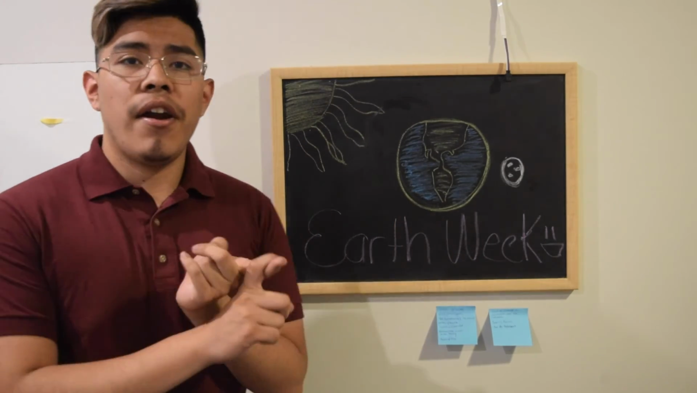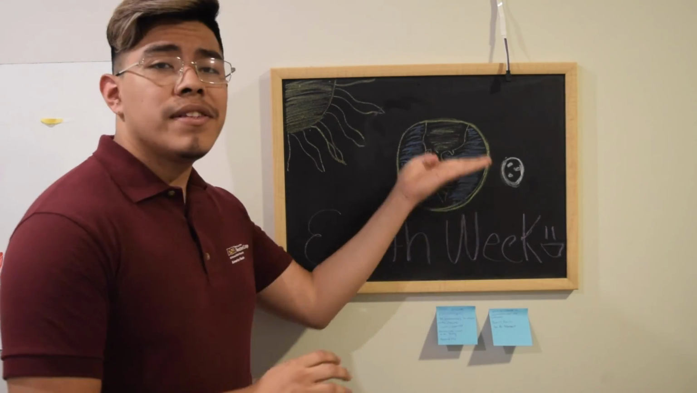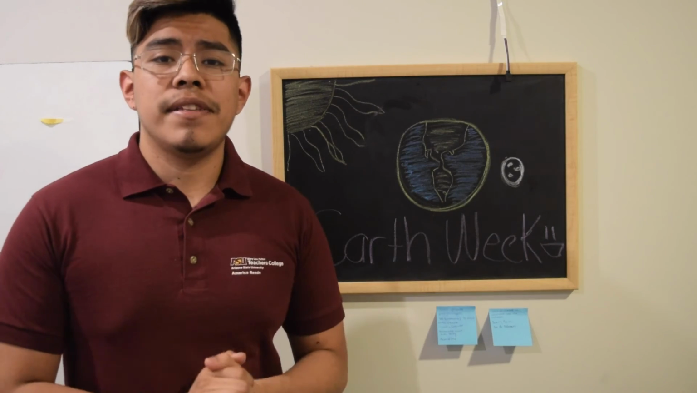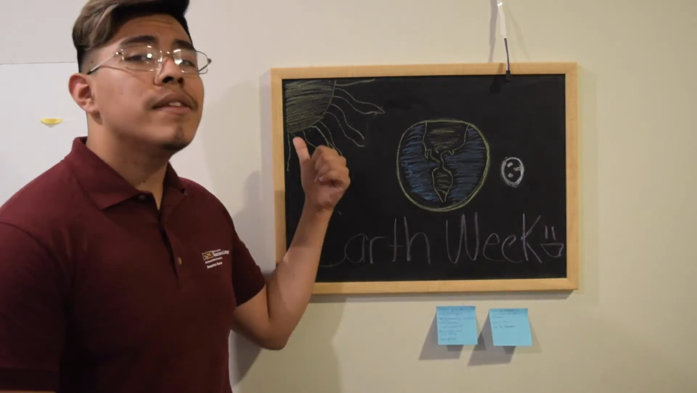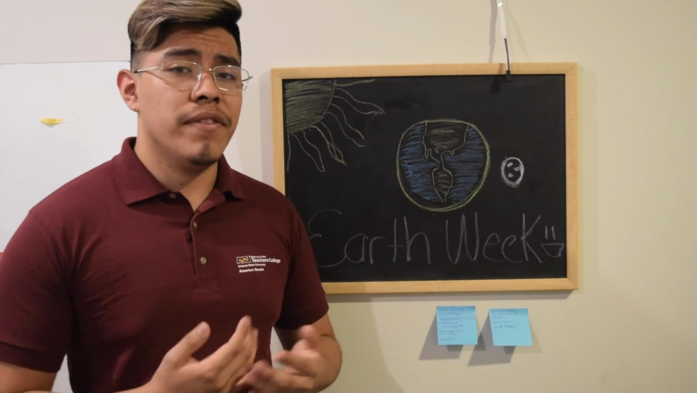Now, number 1, Earth. Earth is basically the planet we live in. So this is Earth. That's basically what Earth looks like in space. Now leaves. Leaves is a plant organ. It makes food by photosynthesis. That's why we need the sun in order for plants to create food for animals or even us.